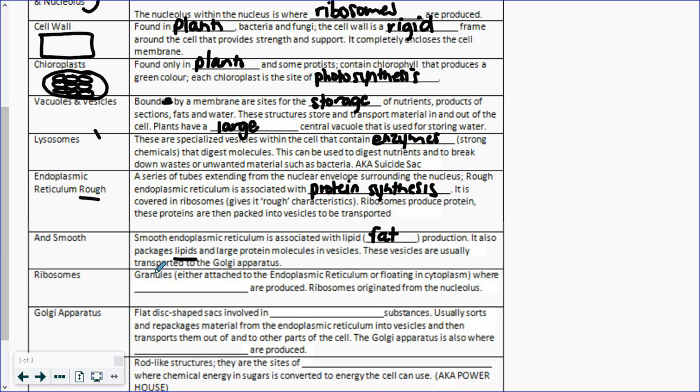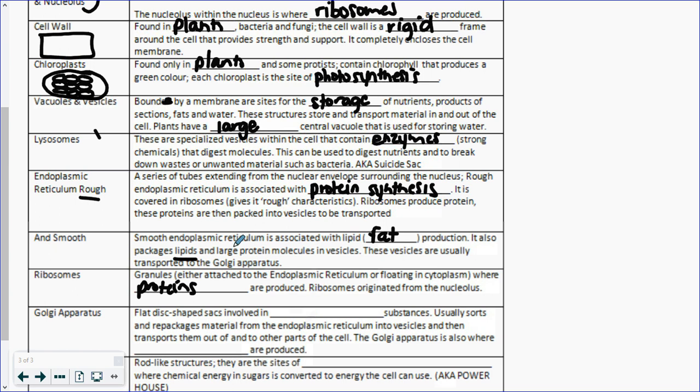So ribosomes I've already talked about. They're granules. They're either on the endoplasmic reticulum or kind of free floating in the cytoplasm. And this again is where proteins are produced. And ribosomes again originated from the nucleolus. That's where they're made.